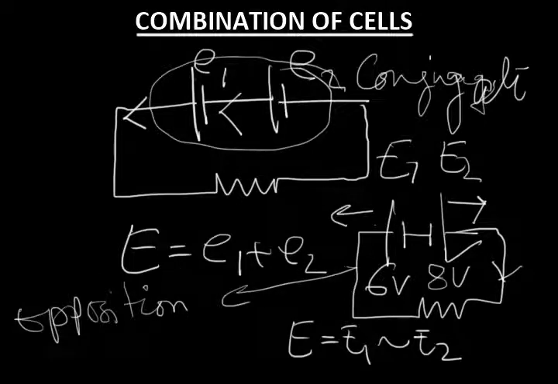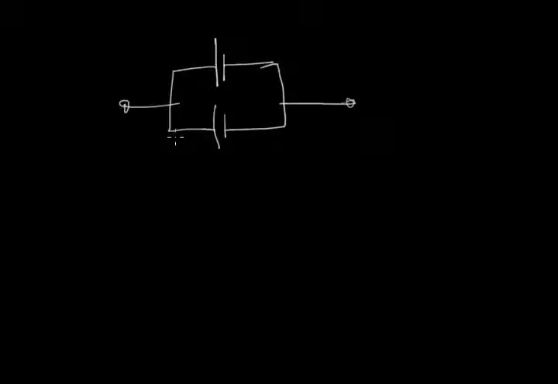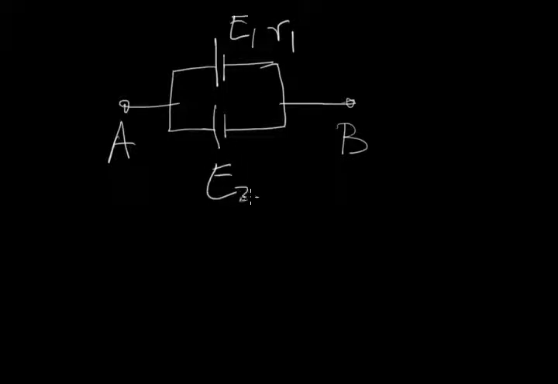Now, for a case where the cells are like this, or what we say in parallel, we have to find out how we can find the equivalent EMF of the cell across these points A and B. Say this is a cell E1 with internal resistance R1. This is a cell E2 with internal resistance R2.